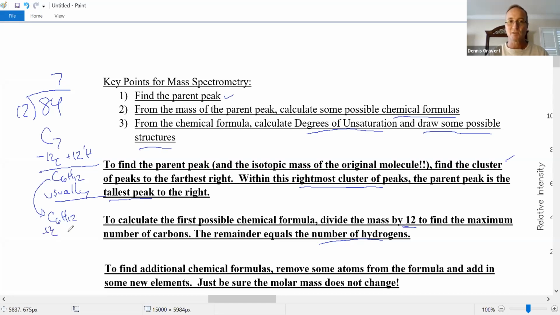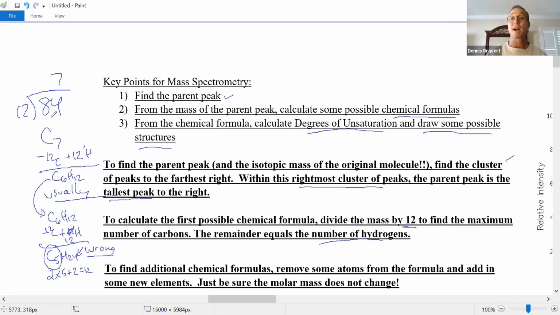So subtract the C12 and add in 12 hydrogens, whoops, 12 H1s. And your new formula would be C5H24. Ooh, if you count the degrees of unsaturation, it's not going to work. This is super saturated. 2 times 5 plus 2 more is the maximum number of hydrogens that 5 carbons can hold, and that's equal to 12. 2 times 5 plus 2 is 12. So this is a wrong formula.